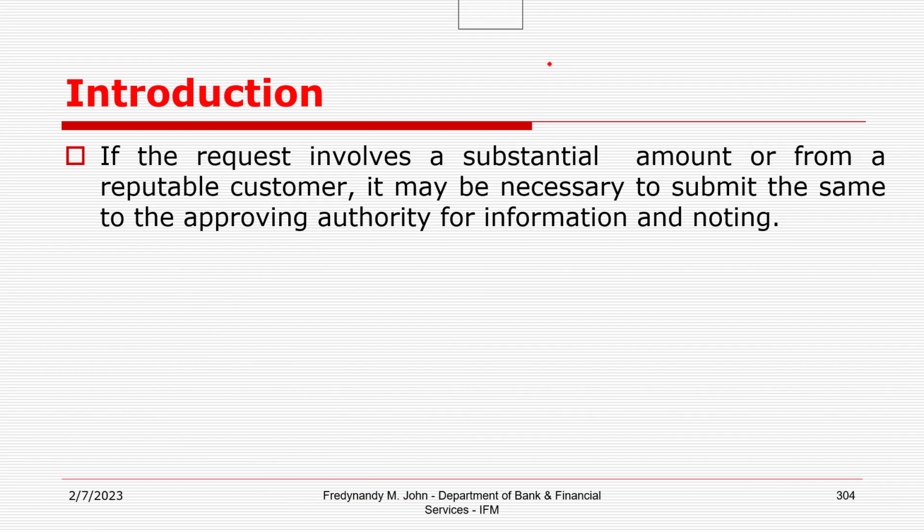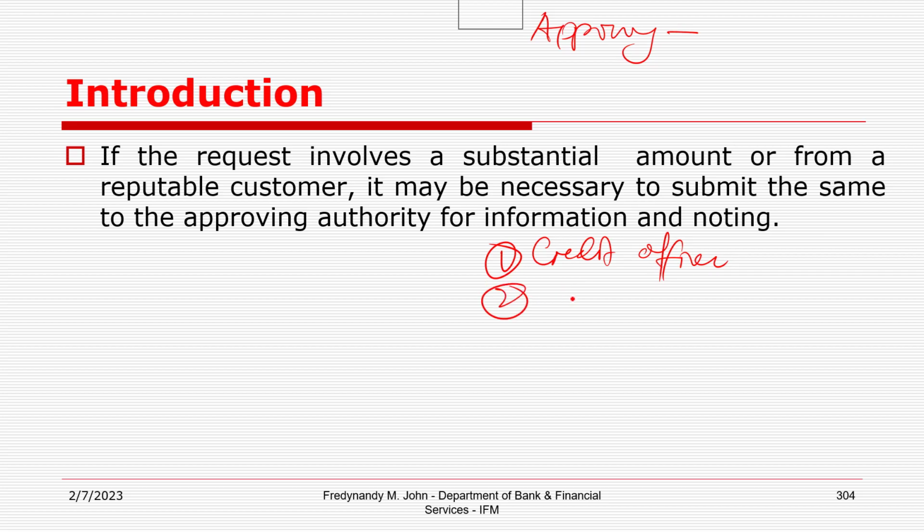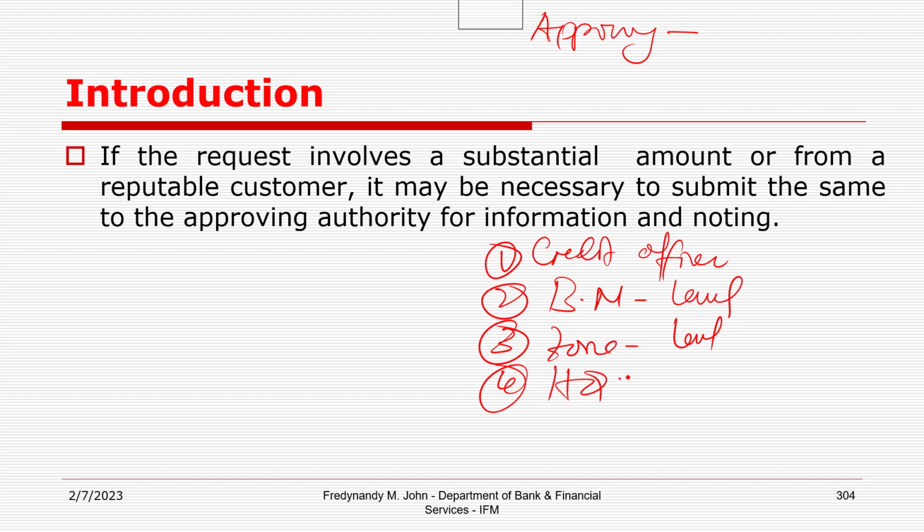If the request involves a substantial amount, or it is from a reputable customer, it may be necessary to submit the same application to the approving authority for information and noting. Why? Because we have an approving authority in our offices, nominated by the bank's credit manual or the lending guideline. In any given financial institution or bank, the authority can be vested in, number one, the credit officer, number two, the branch level, let's say the BM, number three, the zone level, if you have zones, number four, the headquarters.